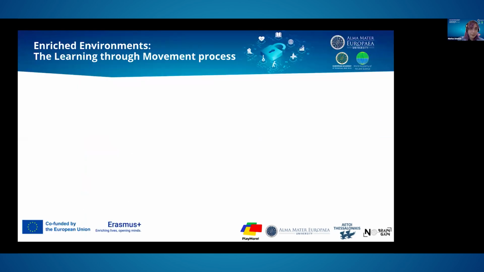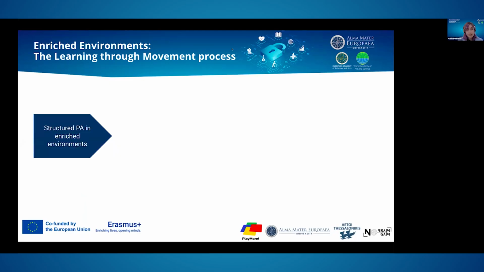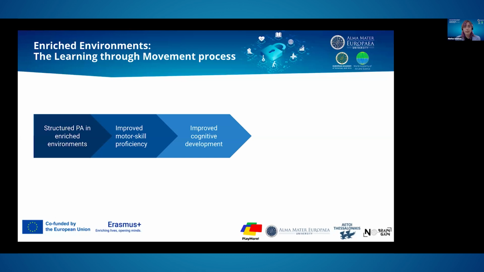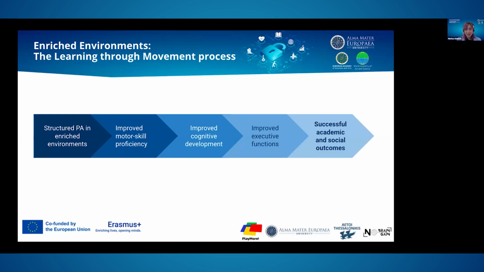So the aim of the project is to actually provide these enriched environments in physical activity. So what we posit is that when we expose children with and without disabilities, with disabilities in particular, to a structured physical activity in those enriched environments, we can actually improve their motor skill proficiency, which then in turn improves their cognitive development, which then in turn improves their executive functions. And what we should see, and what we think we will see, is more successful academic and social outcomes.